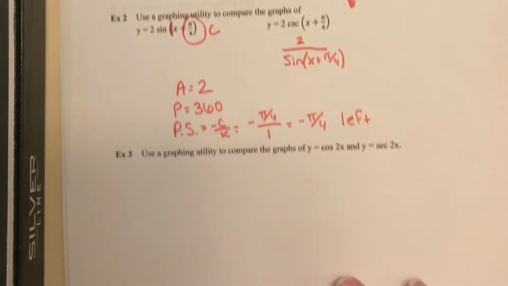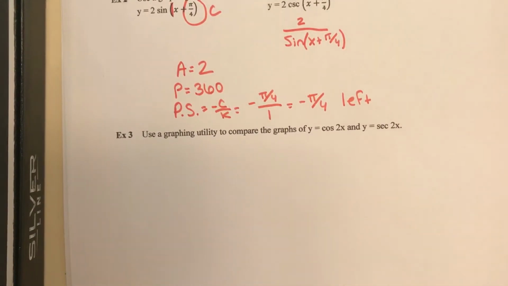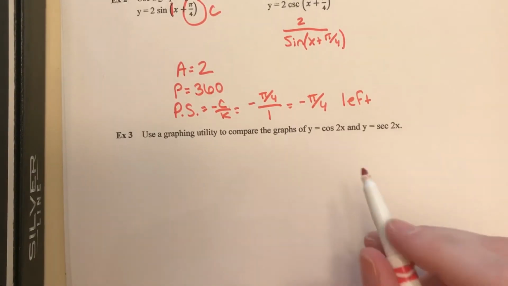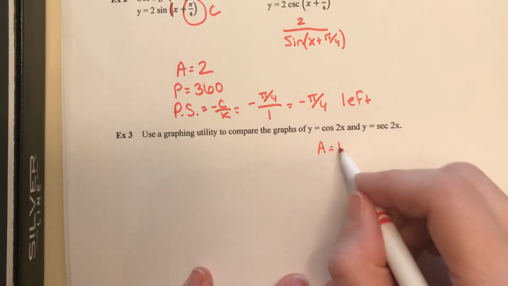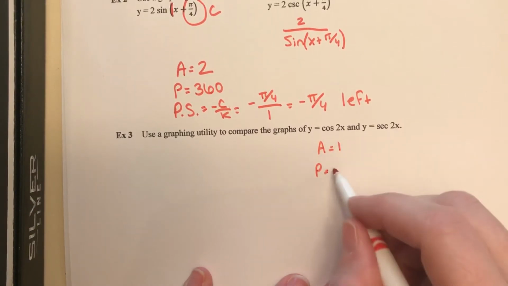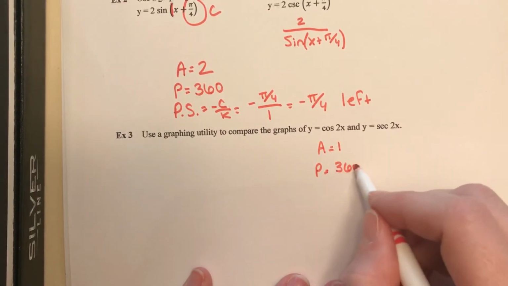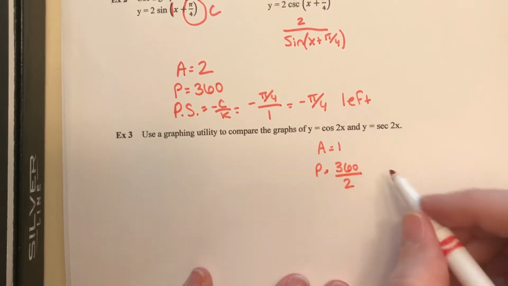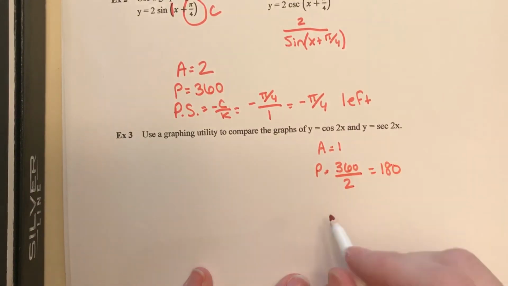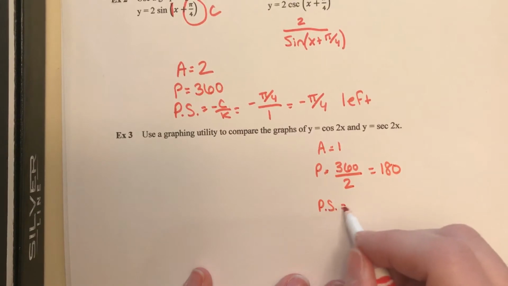Okay, let's do the same thing with number 3. Use a graphing utility to compare the graphs of y equals cosine of 2x and y equals secant of 2x. So before I graph it, their amplitudes are both 1. Their periods, if I use the formula, 360 over k, which is 2, is 180. And there's no phase shift.